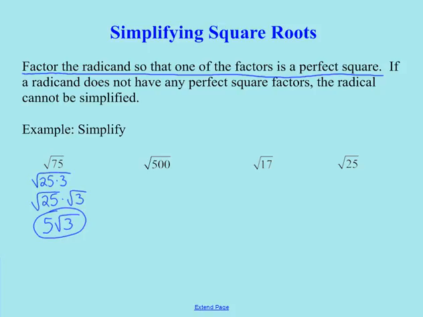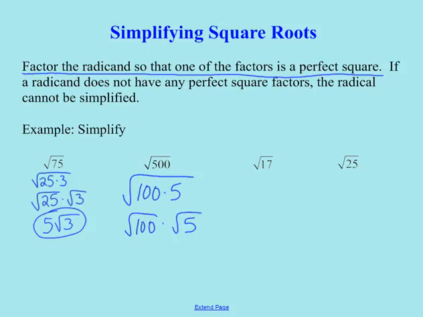All right, our next example is the square root of 500. So again, we need to factor 500 into two numbers, one of which is a perfect square. Well, knowing my perfect squares, I know that 10 times 10 is 100, so 100 is a perfect square, and 100 times 5 equals 500.